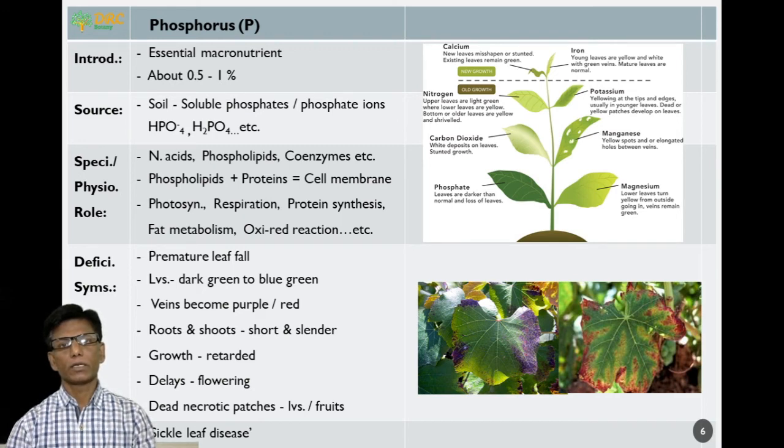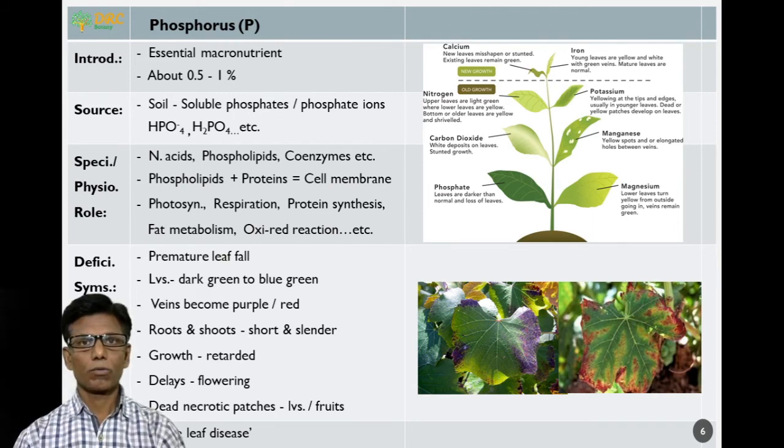In some plants, the leaf veins become purple or red in color. This is due to the deposition of anthocyanin pigments. The roots and shoots become short and slender. The plant's growth is retarded, means slow, as well as there is a delay in flowering. Also, dead necrotic patches are found on the leaves and fruits. Finally, phosphorus deficiency causes a disease, that is sickle leaf disease, means the leaves become sickle-like.